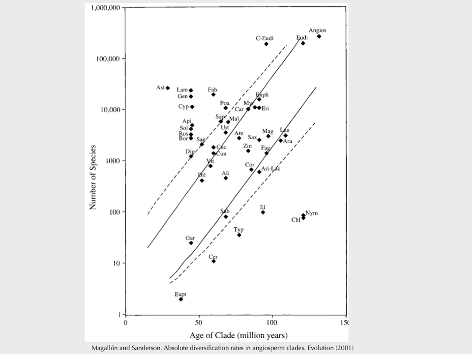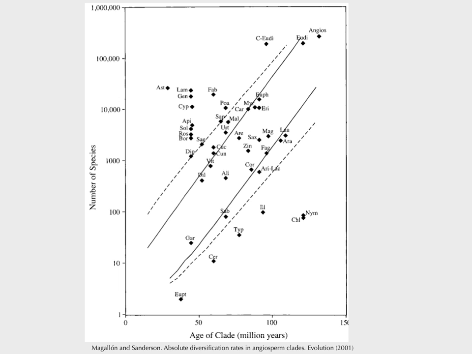But how can you really estimate diversification rates? I was wondering, are there certain families that just have, like, one or two genera, one or two species, just because one taxonomist likes to split them up like that?